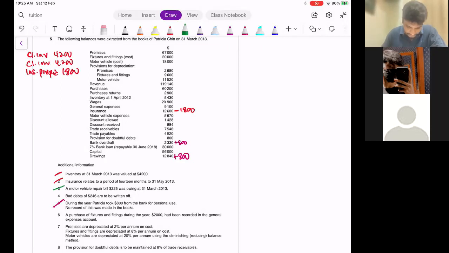After that, motor vehicle repair bill 225 was owing. Owing means accrued. Why didn't you do motor vehicle repair? I did, I wrote depreciated motor vehicle. Oh no, motor vehicle repair is different. You need to go find motor vehicle expenses. Motor vehicle repair will go under motor vehicle expenses. Any expenses related to motor vehicle go under motor vehicle expenses. You plus 225 here. Then create an account called motor vehicle expenses accrued.